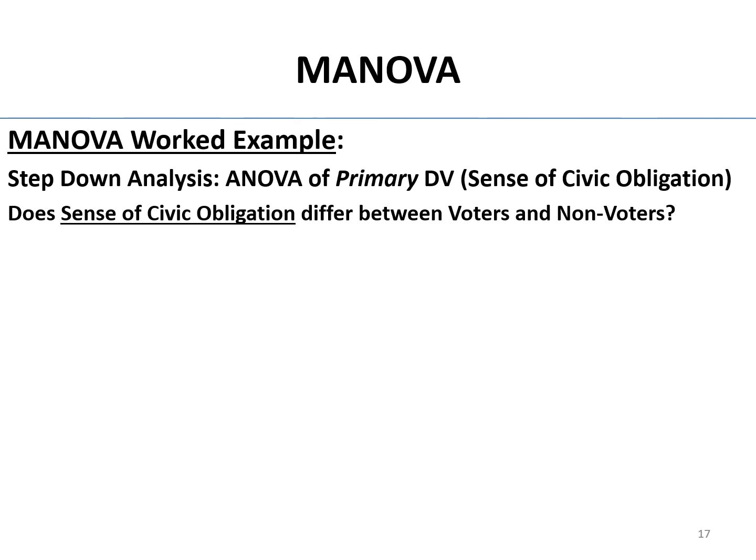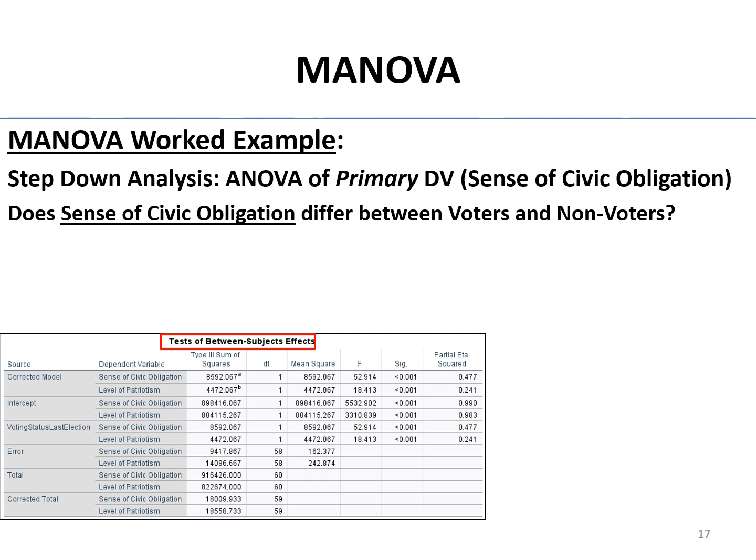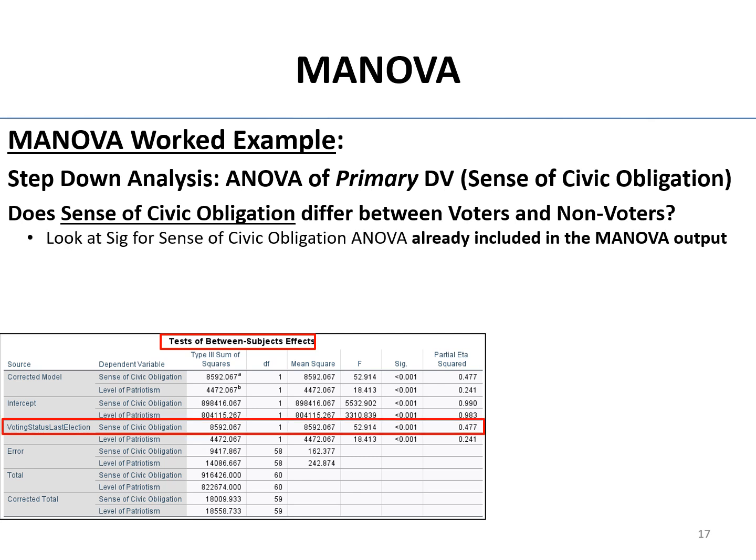So the question here is, does sense of civic obligation differ between voters and non-voters? Well, here is the test of between subjects effects table that is actually printed as part of the MANOVA output. We want to look at the line that is for the dependent variable of interest. So this is voting status last election. That's the independent variable. And note that there's a row for sense of civic obligation and patriotism. We want to look at the row for our primary DV, which is sense of civic obligation.